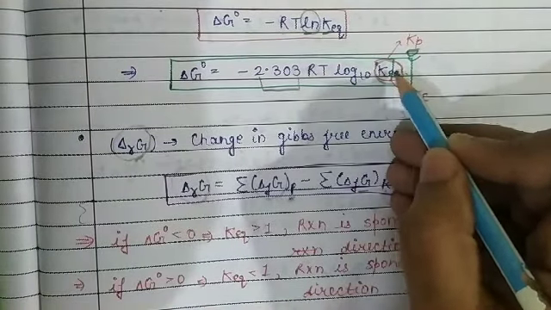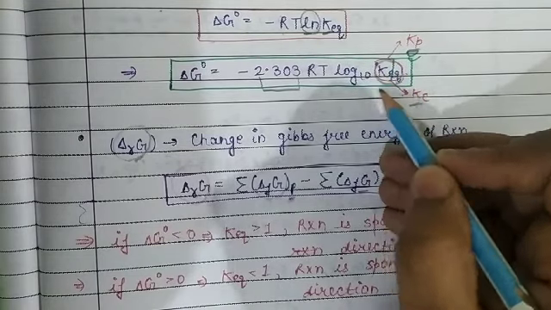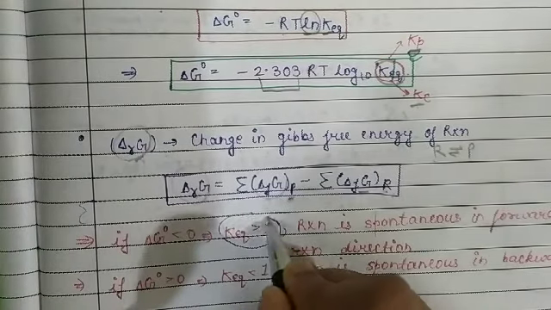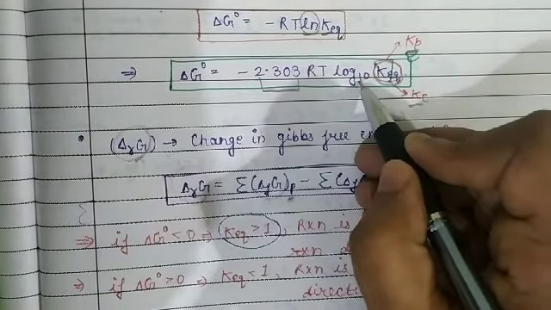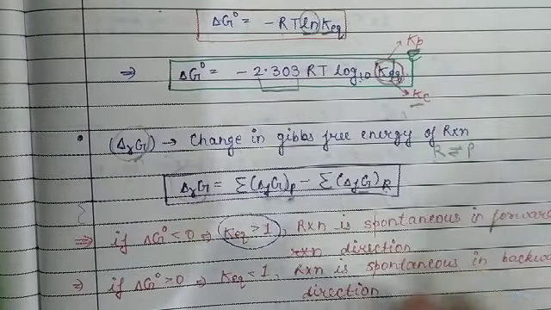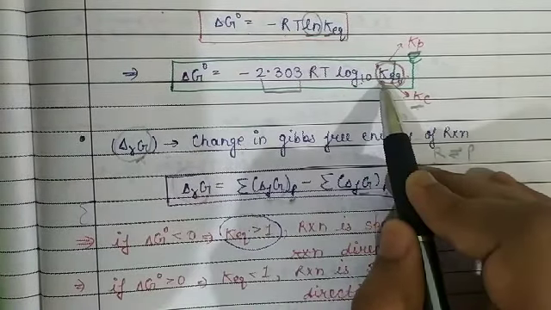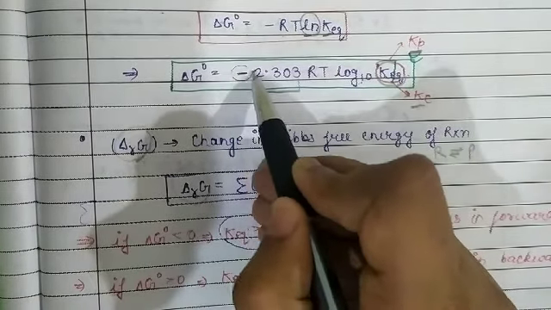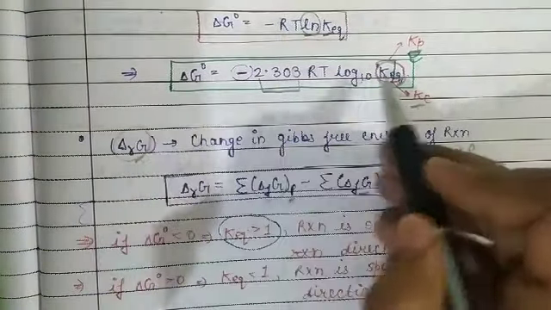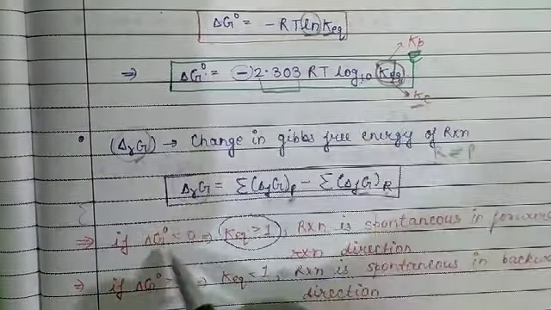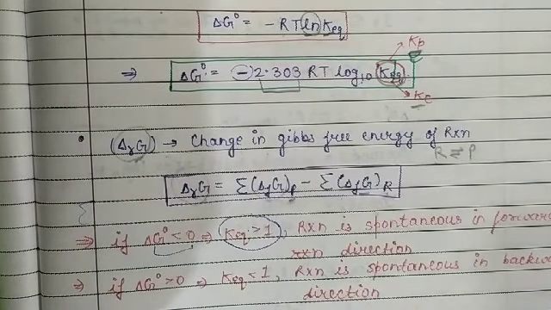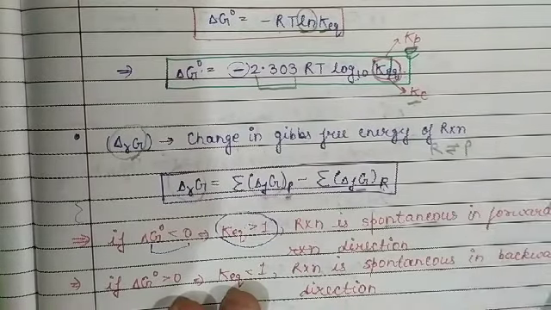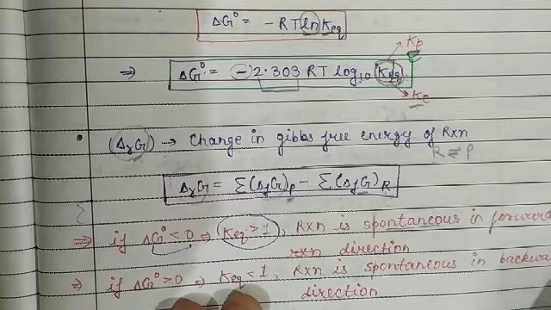And we know when K equilibrium is more than 1, it means log K will be positive. And in the final equation there is a minus sign outside, so it will be negative. So when K equilibrium is more than 1, then delta G naught is negative. And if delta G naught is negative, it means the reaction is spontaneous.